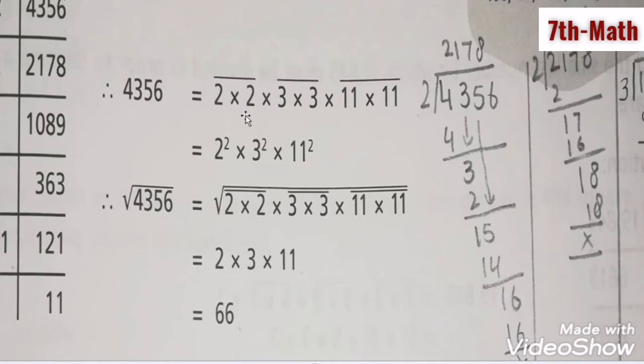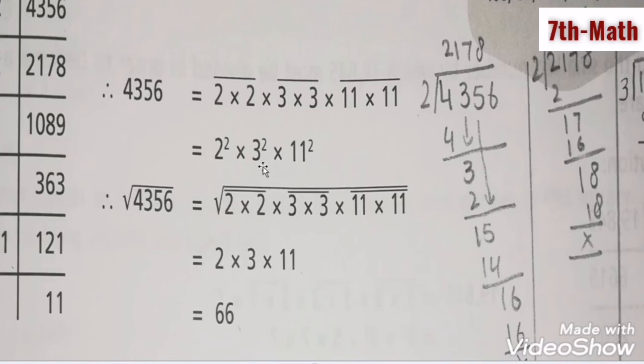Make the pairs of these numbers. 2 with 2 makes 2 squared, 3 with 3 makes 3 squared, and 11 with 11 makes 11 squared. We are making squares here because we find the square root of all the numbers, and we know that the square root is cancelled by the square. So finally, the final step for which we have done all the steps and the whole process is to find the square root of the number by the prime factors method.